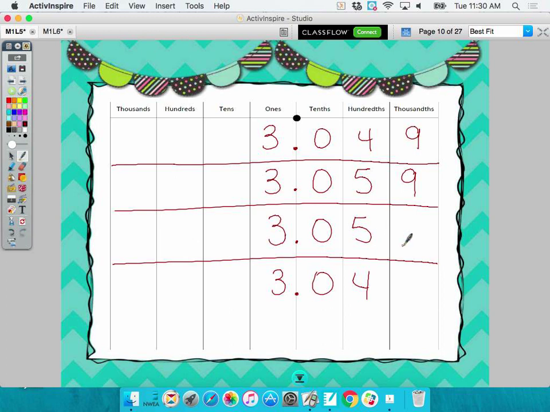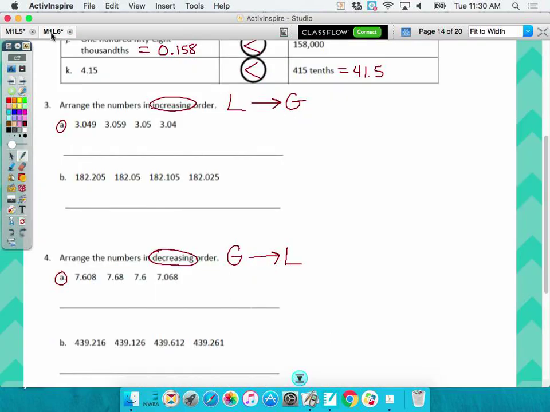What will this be? 50. What will this be? 40. Now we're starting with the smallest. Which number is the smallest? Say it for me, Mia. 3 and 4 hundredths. So that's what I will cross off and write down here.